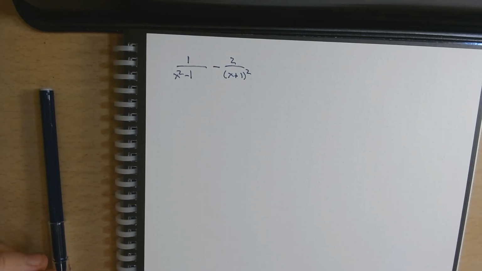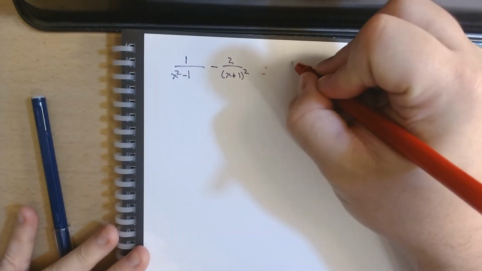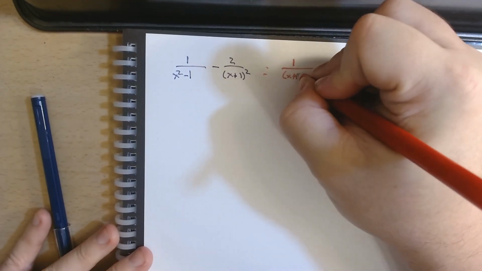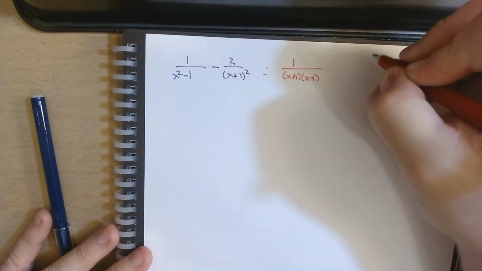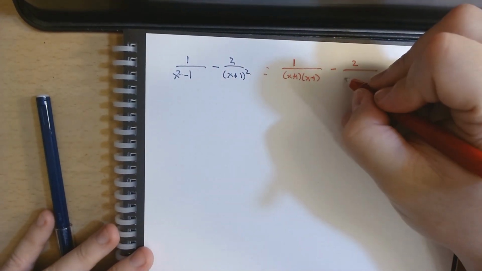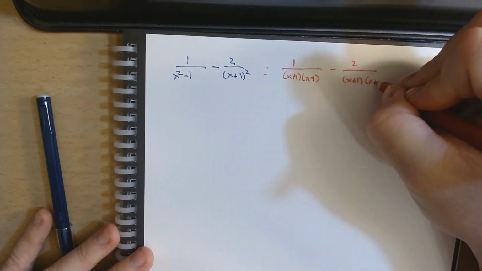So, is there anything factorable? This is a difference of squares. So it's going to be 1 over x plus 1, x minus 1, minus 2 over. And I'm just going to write this out twice because that's what squared means. And it's going to help us visualize a little bit in a second.